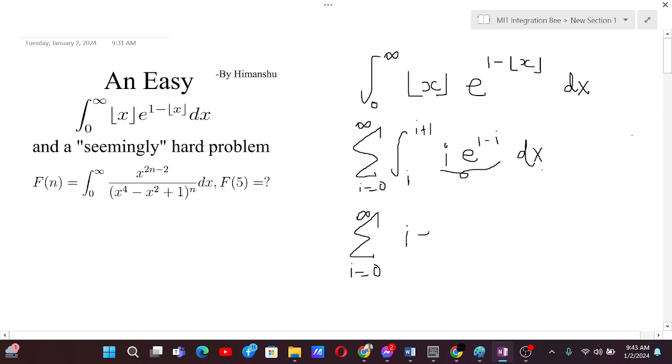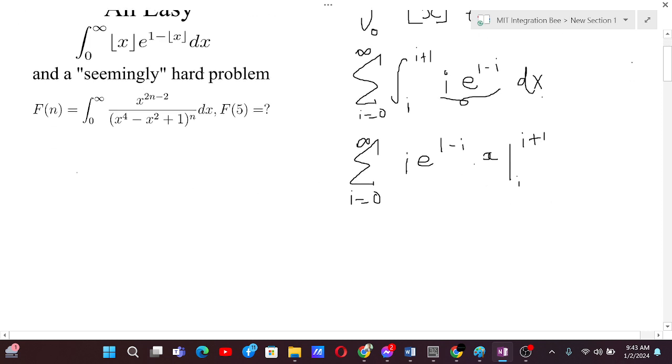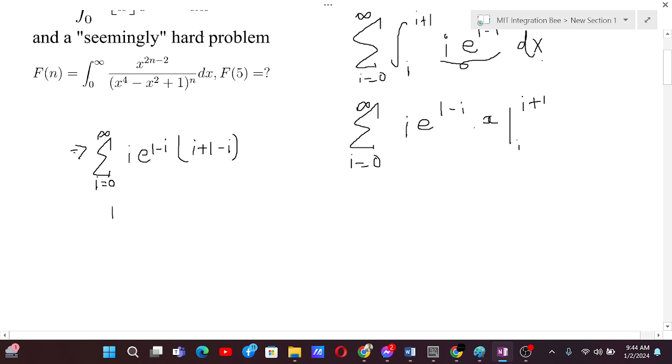So i times e to the power 1 minus i times x, going from i to i plus 1. And now that will be the sum from i equals 0 to infinity of i times e to the power 1 minus i, times, first of all, x is i plus 1, and then minus i. So basically, we just have 1 over here, and that gives us the sum from i equals 0 to infinity, and we can take e outside, of i times e to the power minus i. So, okay, now we have a sum.